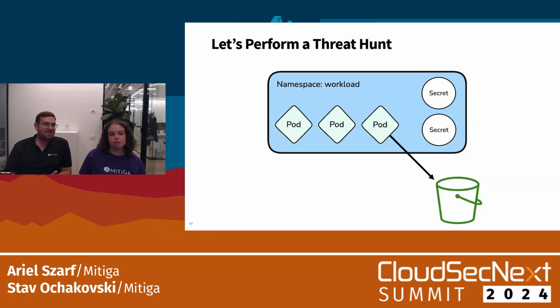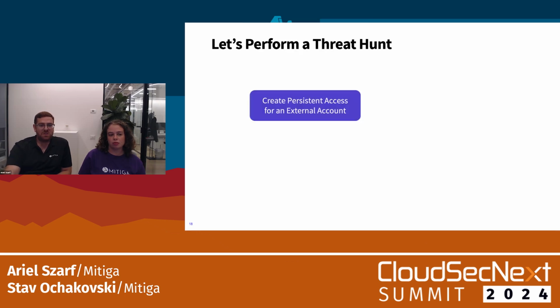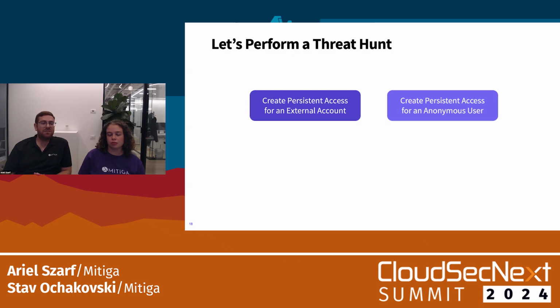Okay, what can be relevant indicators of this attack? In this lecture, we're going to focus on 2 different ways to create persistence to an EKS cluster. The first way is creating persistent access for an external account using access entry. The second way is creating persistent access for an anonymous user from outside. After these 2 ways, we are going to see an example of potential usage of this persistence, and particularly data exfiltration.